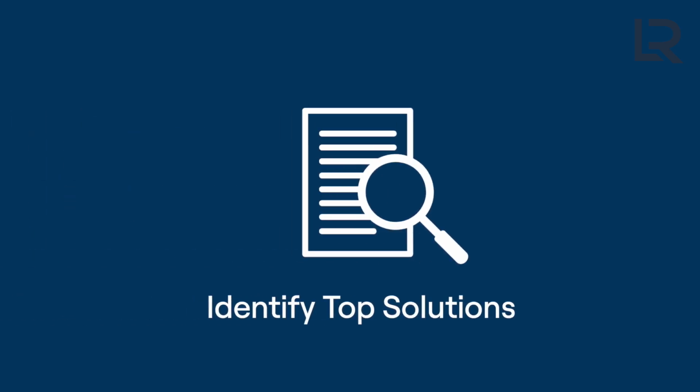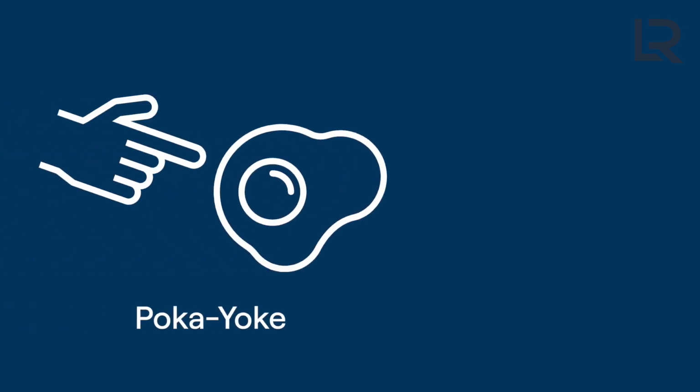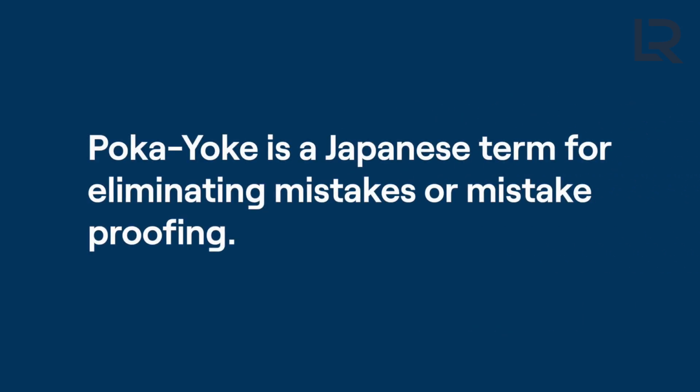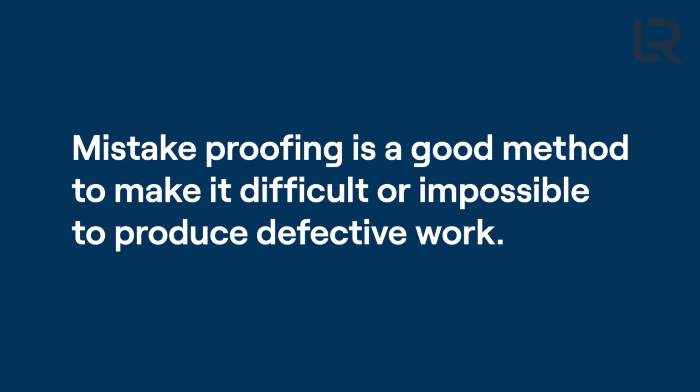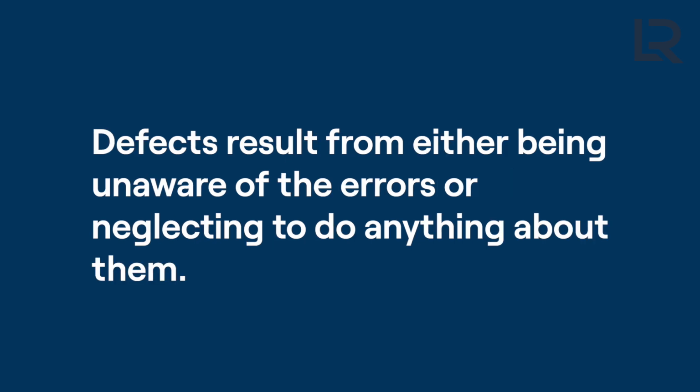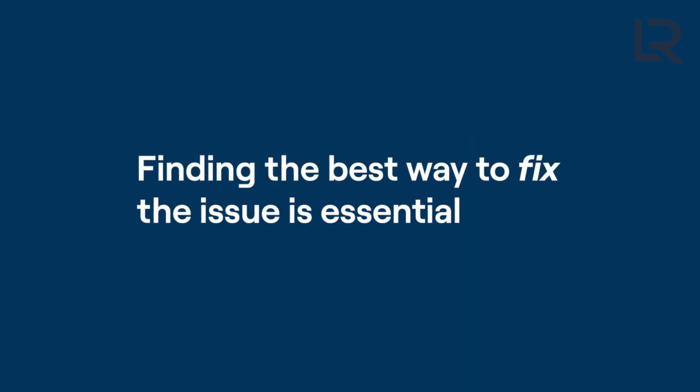In our first step, we are going to identify our top solutions. We're going to be looking at exactly what reduces or eliminates our issue. Poka-yoke, a Japanese term for eliminating mistakes or mistake proofing, is often used in this step. Mistake proofing basically is a good method to make it difficult or impossible to produce defective work. What we're trying to do is make sure that we are minimizing the amount of human assistance required within a process. Defects result from either being unaware of the errors or neglecting to do anything about them. Finding the best way to fix the issue is essential.